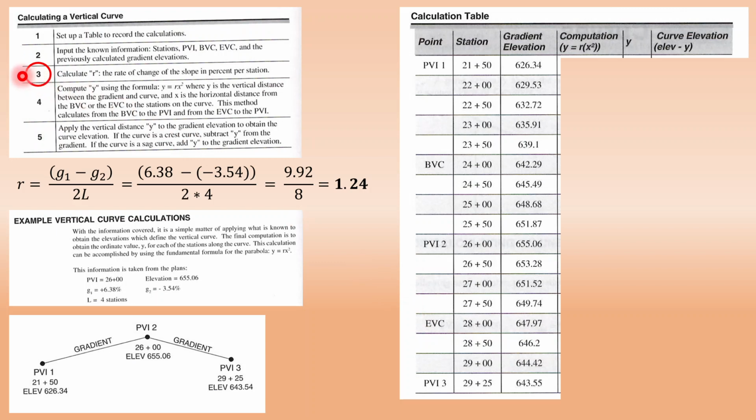Step 3 is calculate your R value, because R is that rate of change between these two gradients. And it's G1 minus G2 over 2L. Remember that note about the units. Keep your gradients in percentage form, 6.38 minus your negative 3.54, and keep your distance in stations. So 2 times L is 2 times 4 stations, or a rate of change of 1.24.